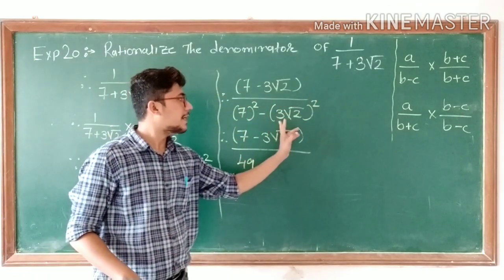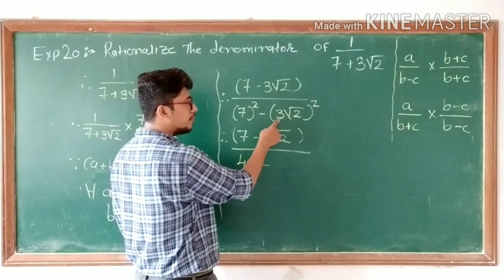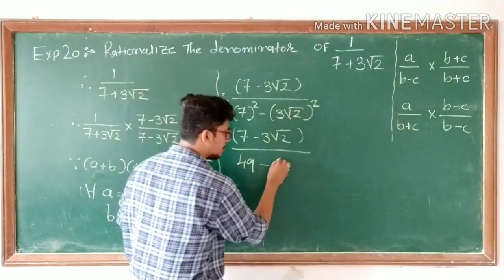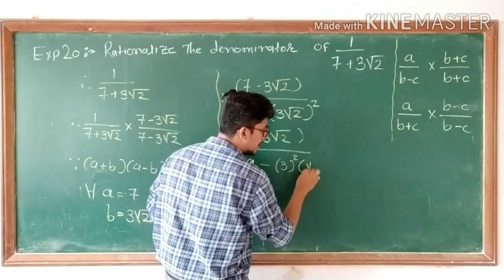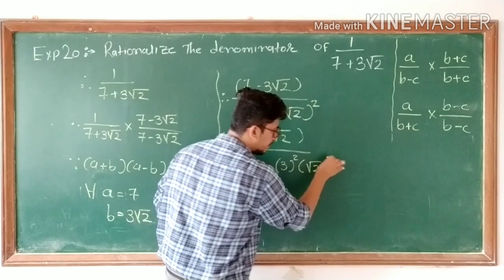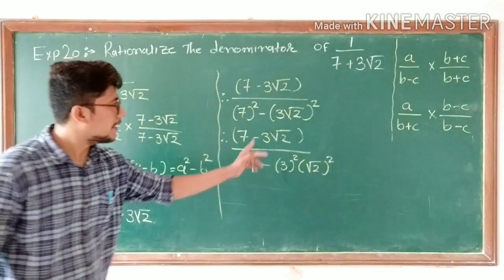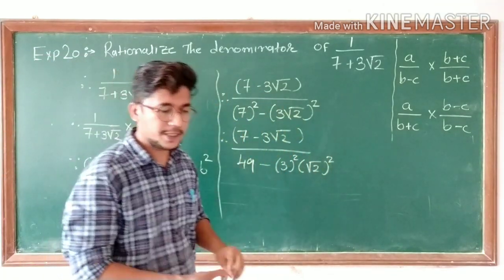So listen to me very carefully. What you have to do, initially you have to do 3 square, times square root of 2 whole square. What we did is we opened both of them up. We have opened it up.